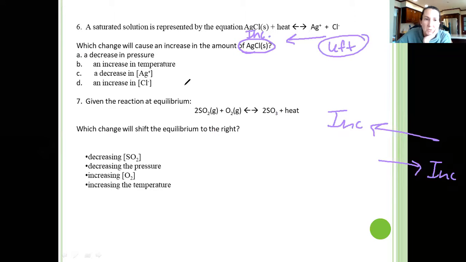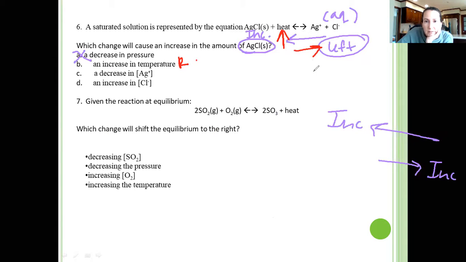Okay, so then I'm just going to go through the same thing. A decrease in pressure. These are not labeled, but these are aqueous. So in letter A, there are 0 gases on either side, so it cannot be a decrease in pressure. An increase in temperature. If I increase heat, I'm increasing on the left, so I shift away. So this would shift to the right. So it's got to be one of these.